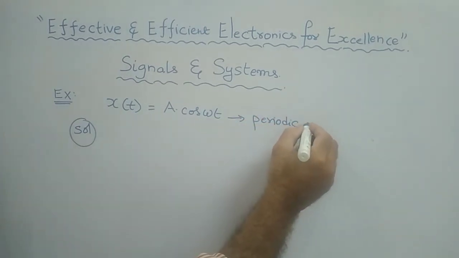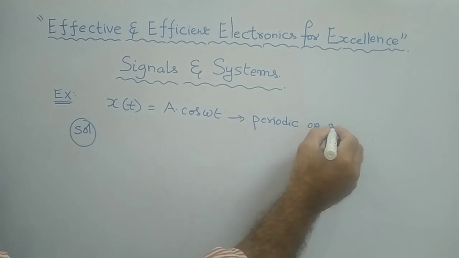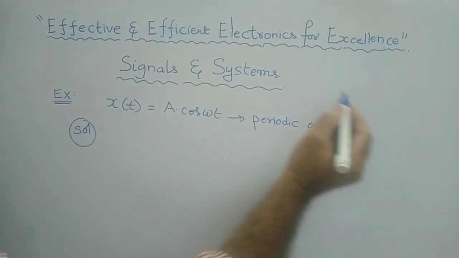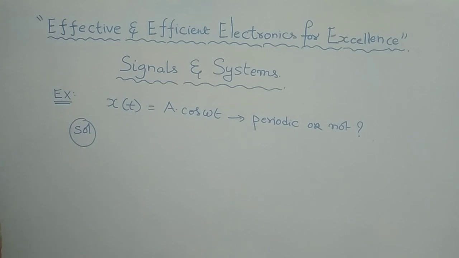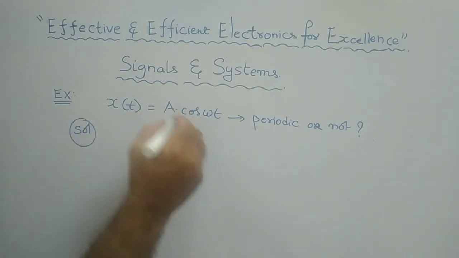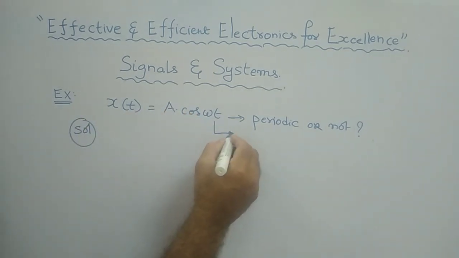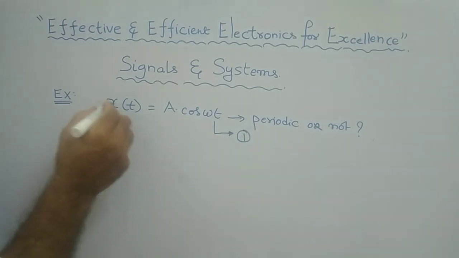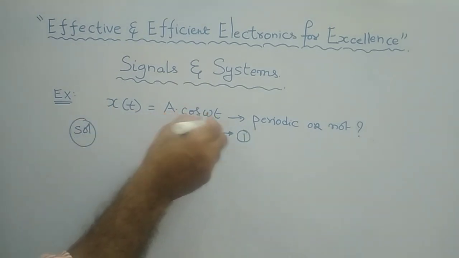Is it periodic or not? This is my question. This is the given equation already. I am taking it directly as equation number 1: x of t is equal to a into cos omega t.